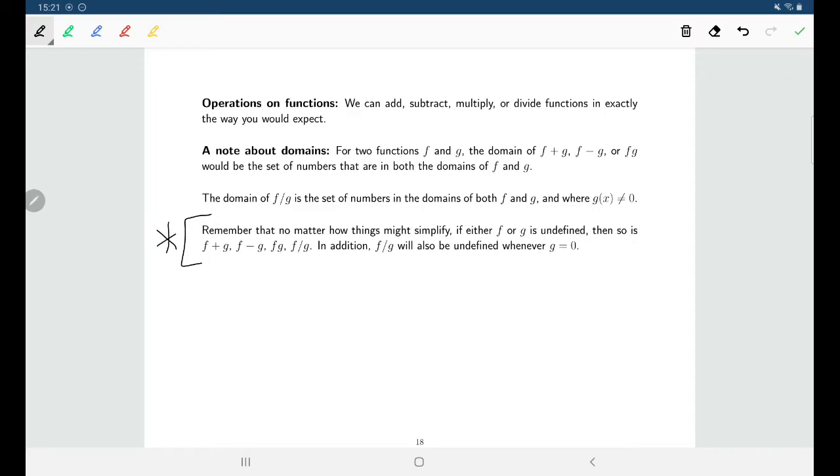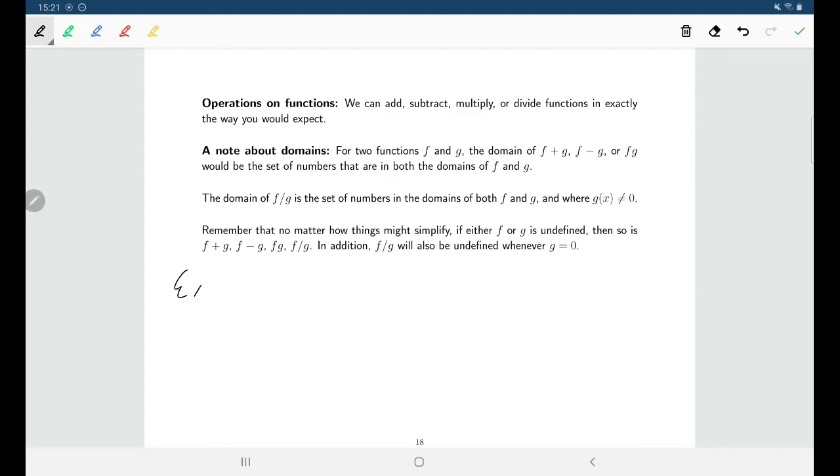The one important part here, and this is something I do want to make a little note by, is that no matter how things turn out, no matter how things simplify out, if you have something where f is originally undefined for a value of x, or g is originally undefined for some value of x, then f times g, f plus g, f minus g, f divided by g, those would all be undefined for those values of x, no matter how things simplify. And also f divided by g would be undefined whenever g is 0, even if things canceled out.